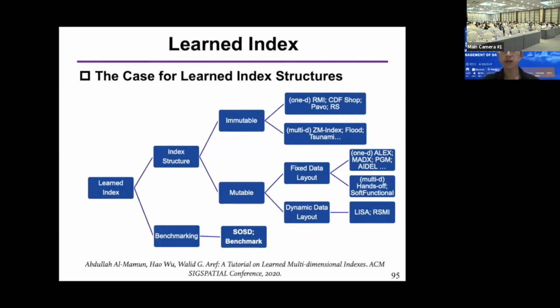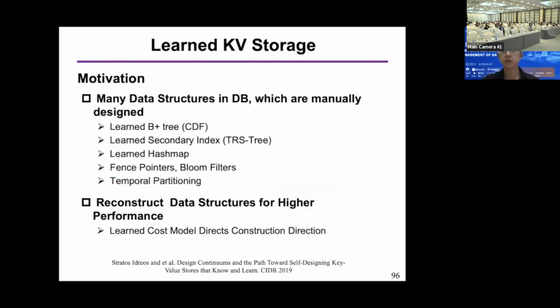And for the mutable learning indexes, there are fixed data layout indexes like ALEX, which dynamically adjusts the shape and the height of the RMI index depending on the workload to provide more robust performance even when the data distribution is dynamically changed. Due to the time limit, you can find more details in the related tutorial in SIGSPATIAL 2020, and we do not give more details here.